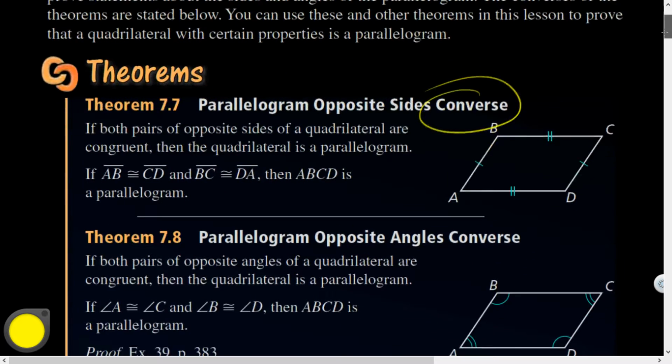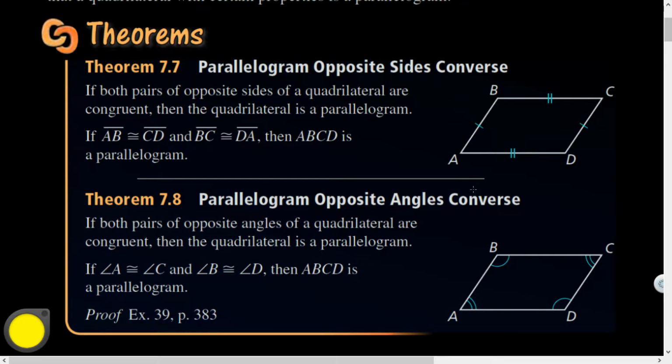So it turns out that here's two new theorems for us. Even though they're called converses, they're still theorems, just converses of other theorems. It says that if both pairs of opposite sides of a quadrilateral are congruent, then the quadrilateral is a parallelogram. Remember back in the day when we would prove angle properties regarding parallel lines cut by a transversal? The converses of those statements, like corresponding angles converse, alternate interior angles converse, those were used to prove lines parallel, not prove something about the angles, right?